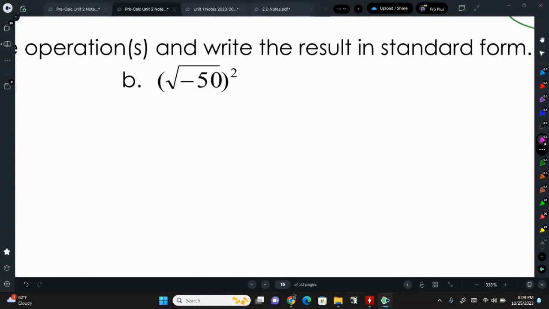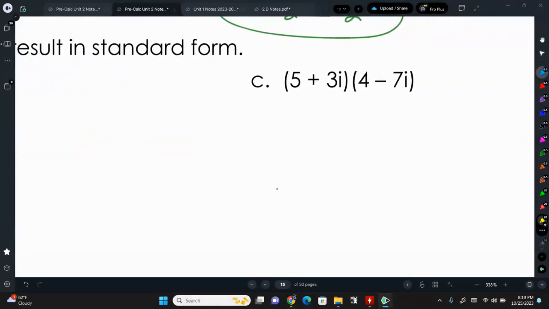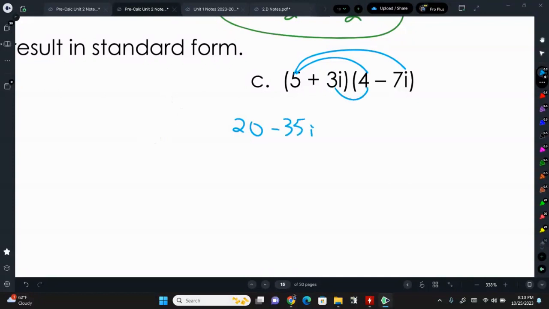So letter B, we have the square root of negative 50 squared. Well, we know that the square root and the square cancel, so this is just going to be negative 50. We're left with the stuff inside the radical, negative 50. Letter C, we're multiplying, so we're going to have to FOIL. 5 times 4 is 20. 5 times negative 7i is negative 35i.